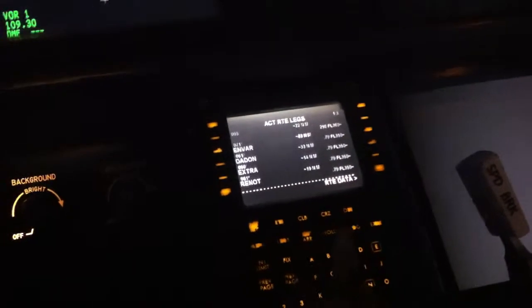This is the flight management computer. This is where we usually put in the route and the weight and everything. And we have different pages. We have initial reference, we have climb, we have cruise, and we have descent pages. That's the thrust lever here. That's what controls our thrust.